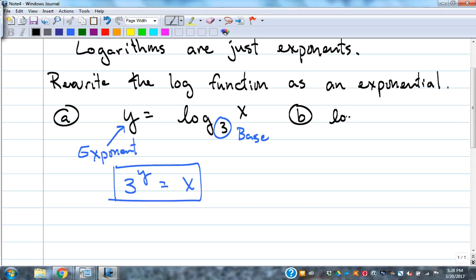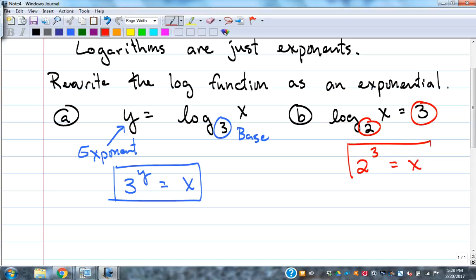Let's take this one. Log base 2 of x is equal to 3. Base, exponent: 2 to the third is equal to x. We're going to work that out later on, so right now we're just rewriting it. We know that's 8, right? 2 to the third power is 8. But this is just rewriting a log as an exponential so that it looks like something we've already done.